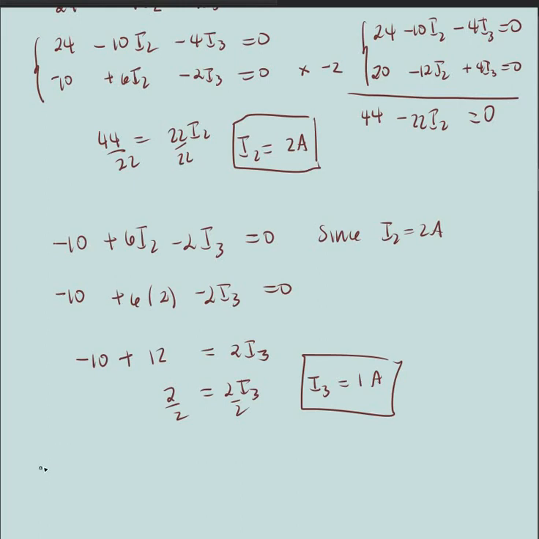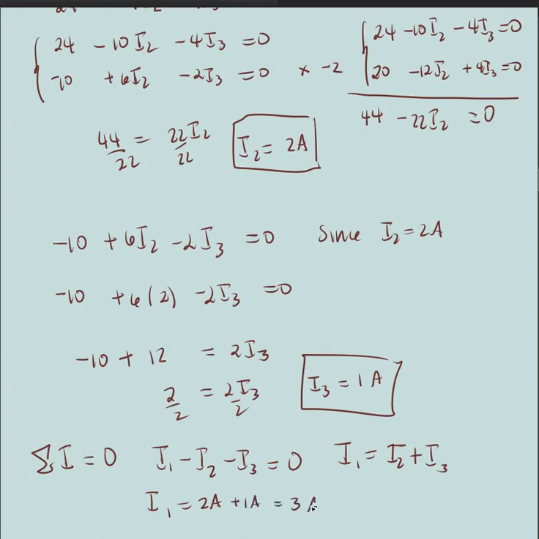And if you remember some of the loops, it says what? Current is equal to 0, that I1 minus I2 minus I3 is equal to 0, or that I1 is equal to I2 plus I3, I should say. So I1 is going to be equal to what? How much is I2? 2 amperes. How much is I3? 1 ampere. So I1 is equal to 3 amperes. So we got all the currents.